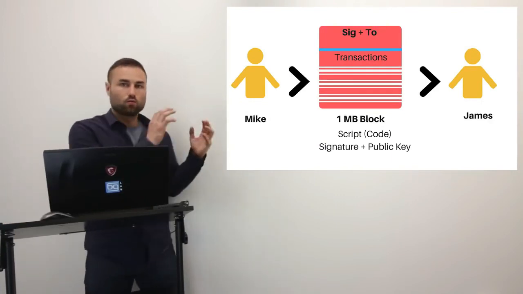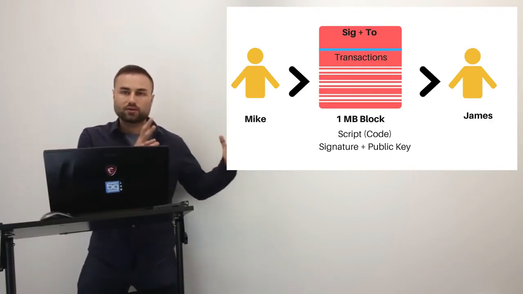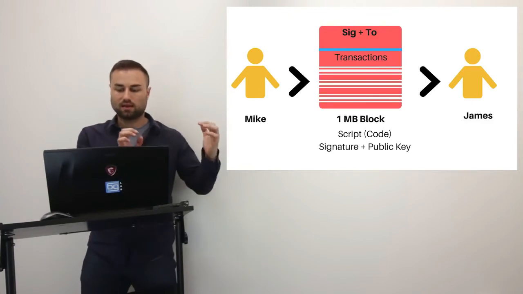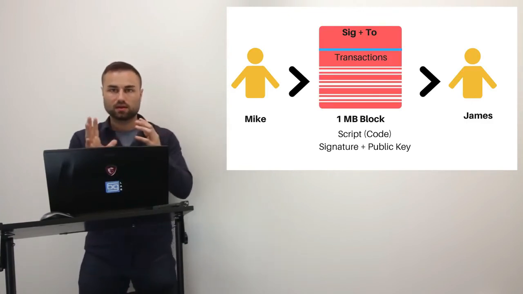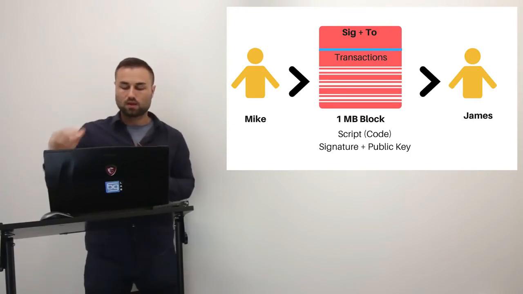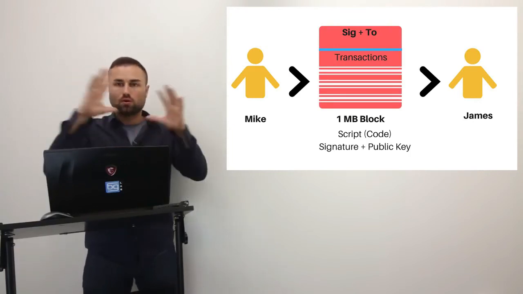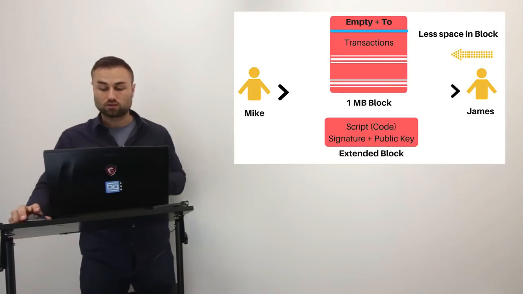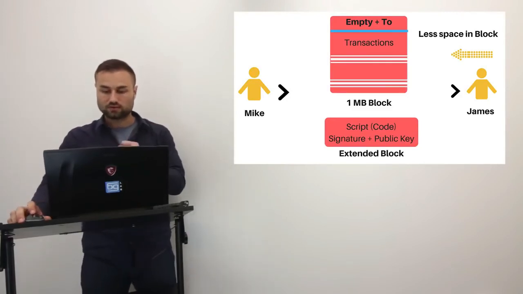If we're looking at the original image over here, every transaction has a script. And in that script, you have a signature and a public key. And that takes up a lot of data within that one block. So that data, like I said, is clogging down the whole network. So what segregated witness wants to do is rip it out. Okay, so we'll go to this next image.